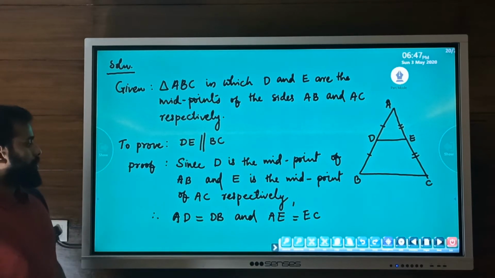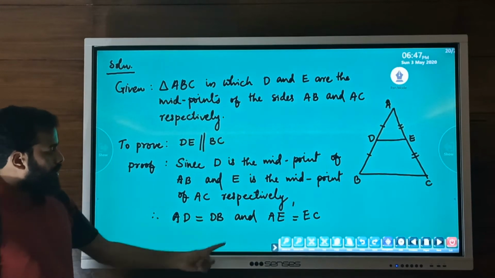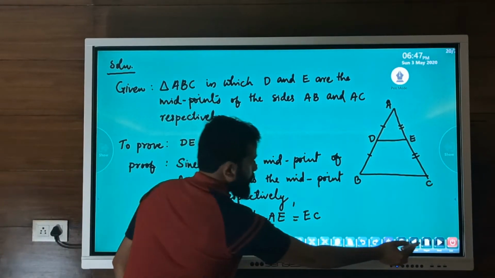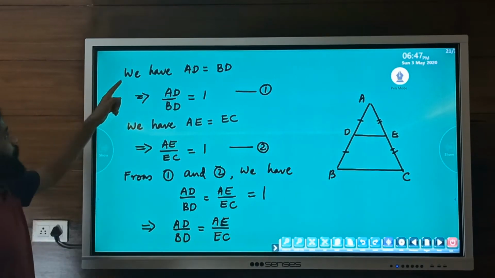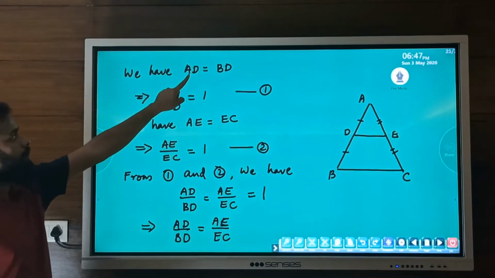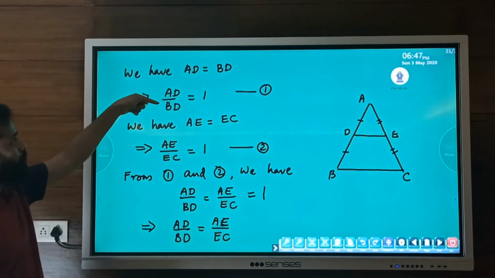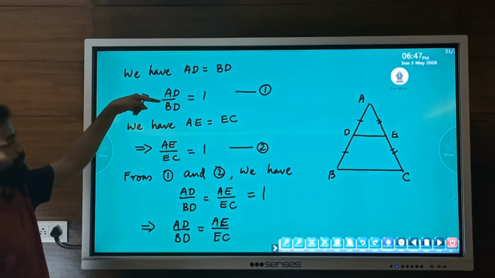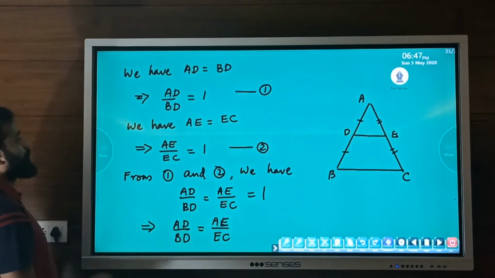We have AD, first one, AD equals BD. If AD equals BD, what about their ratio? Ratio is equal to 1. Numerator and denominator are the same, so the value will be 1. That is our first equation. And the second condition, AE equals EC. If AE equals EC, the ratio will be equal to 1. That is our second equation.